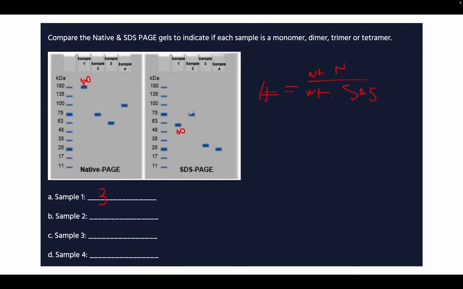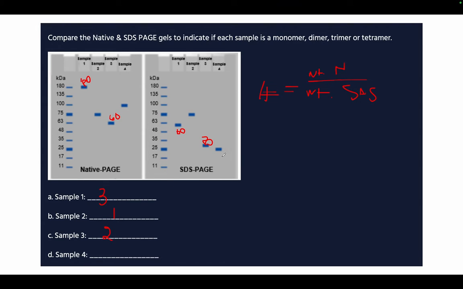Let's consider sample 2. Here I'm getting a band at 75 in the SDS PAGE. Even in the native PAGE, I'm getting a band at 75, which suggests that this is a single subunit protein of 75 kilodaltons. I'm not getting any change in the weight and I'm not getting any additional bands either. So this must be a monomer. If you look at sample 3, in SDS I'm getting a band of, let's say, 30. Here I'm getting a band of, say, 60. So 60 by 30 is 2. So this is a homodimer.